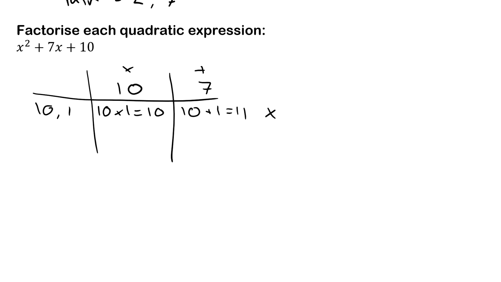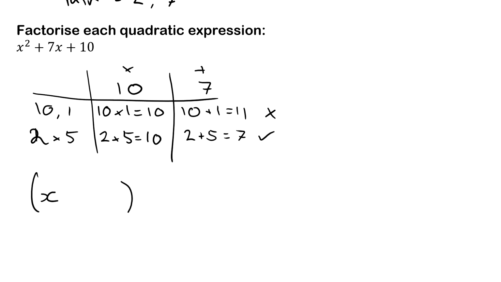And then I have 2 times 5. 2 times 5 is 10. 2 plus 5 is 7. So that's it. So when you've got that point, I know there's an x here, and I know there's an x here. We said our pair number was 2 and a 5, so 2 and a 5. And that's all you do, right? That's it factorized. You just put your pair into the brackets with the x's.